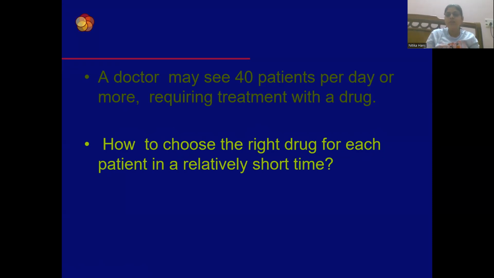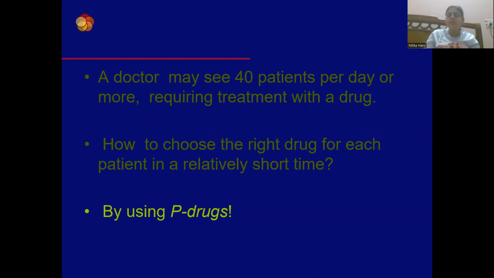How to choose the right drug for each patient in a relatively short time? We have to choose the drug in a relatively short time because the doctor is seeing 40 to 50 patients every day. So they make a priority choice drug, a personal drug or preferred drug, which they give in common diseases. By using P drugs, they can decide in a relatively short time which drug to prescribe, and then they can treat the patients despite a load of 40 to 50 per day.